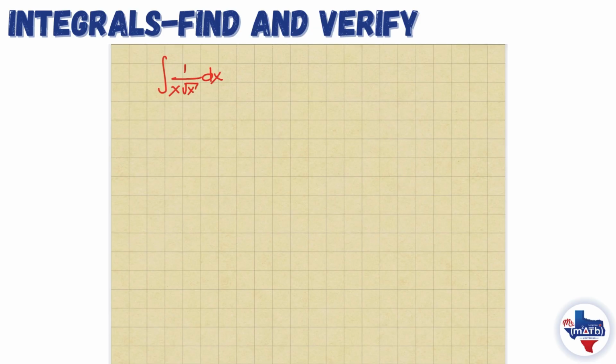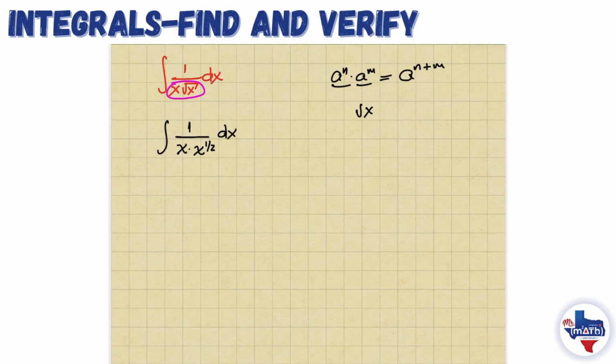Okay, the best recommendation when we have a case of two variables being multiplied on the denominator is to combine those. Let's remember a rule here to the right. We know that a to the n times a to the m is equal to a to the n plus m. When we have the same base, we will add the exponents. So we'll have the integral of 1 over x times x to the 1/2 dx. Friendly reminder, our root of x is equivalent to x to the 1/2.